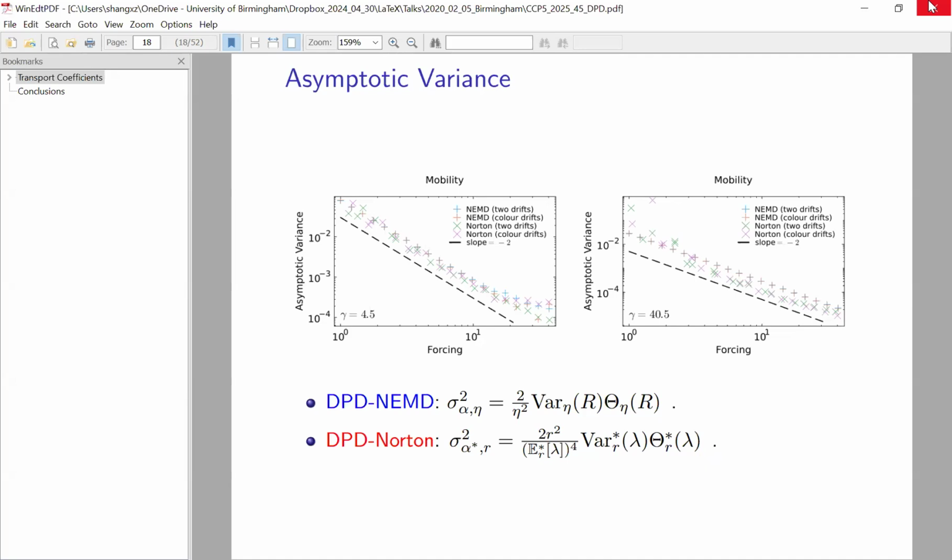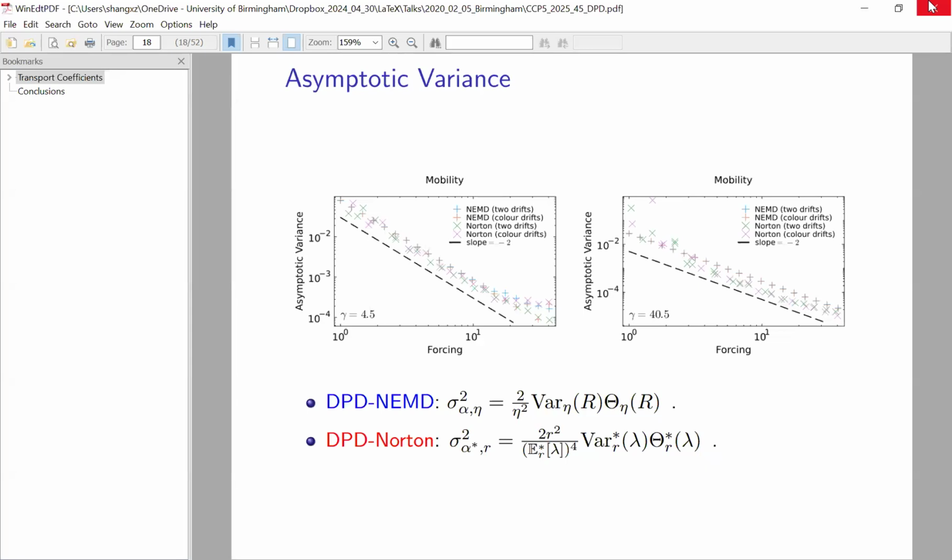But when the friction coefficient is larger, we can see the Norton clearly outperforms the NEMD, particularly when the force is relatively large here. And also, very nicely, both plots here recover the expected slope of -2, because that's what you would expect from these two formulas here. This asymptotic variance should scale like eta to the power -2 here, and also r to the power -2 here, for the Norton dynamics.